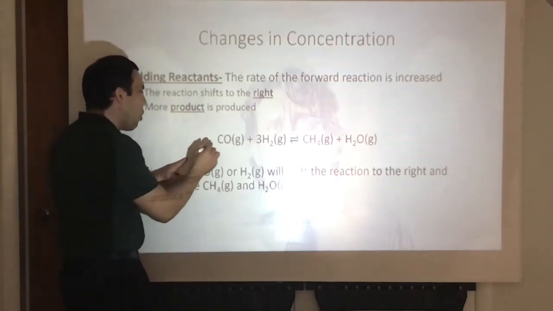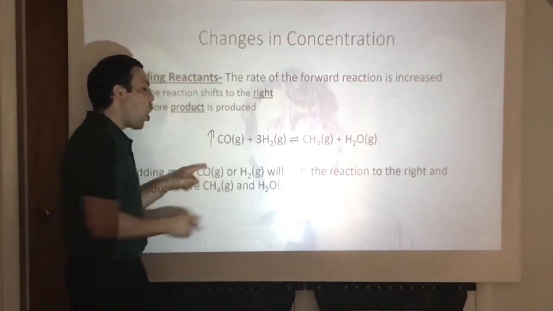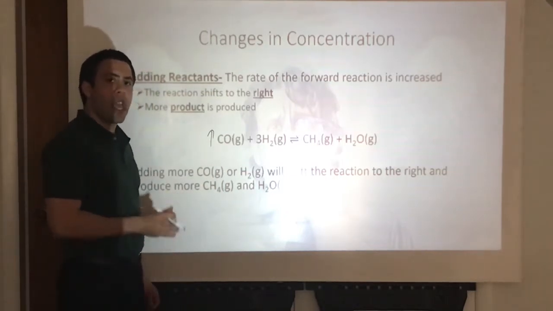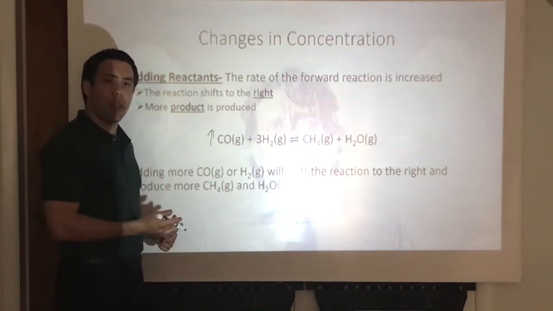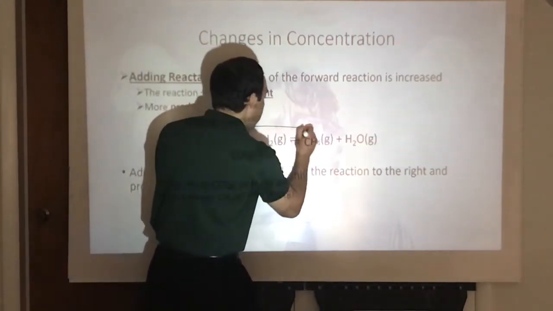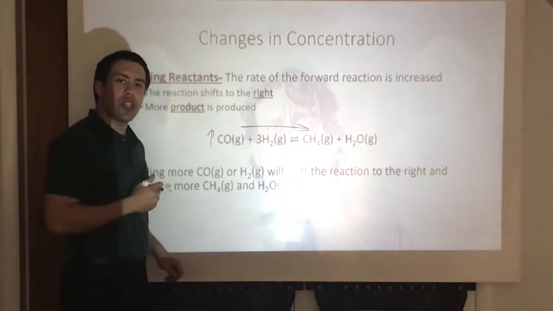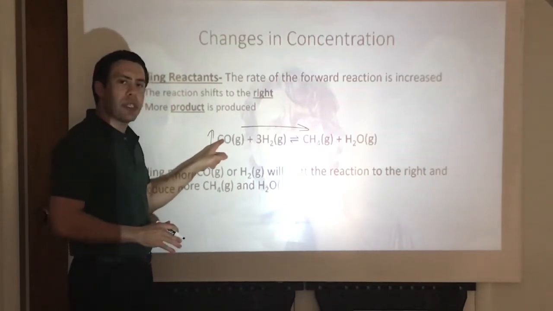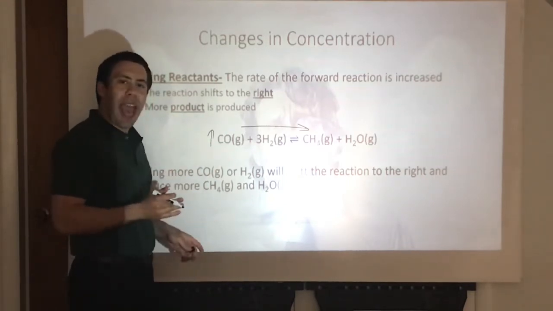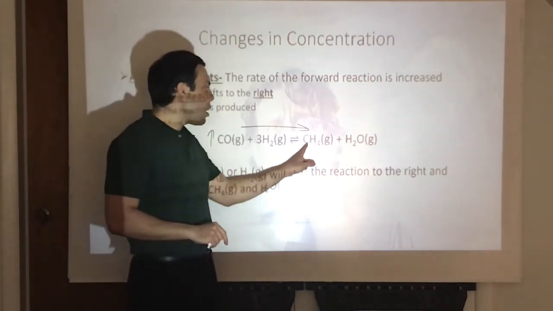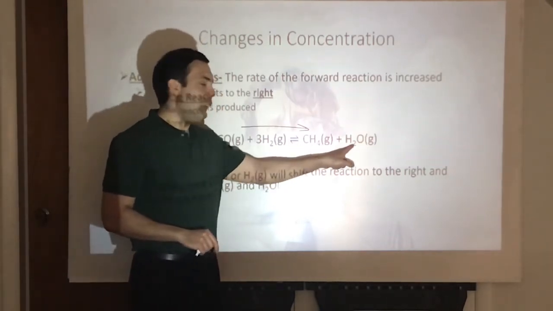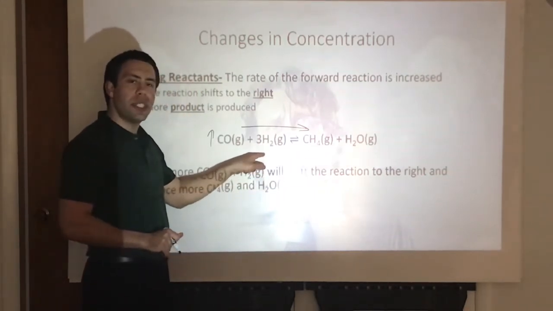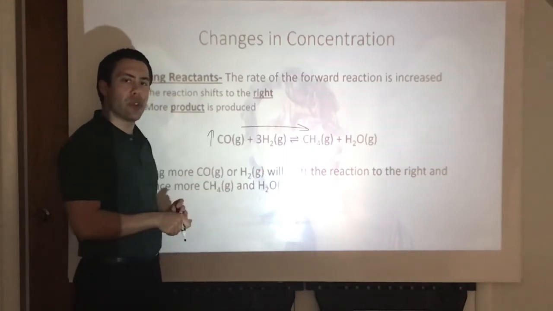If we were to add more of a reactant, more carbon monoxide gas, you've just taken the system out of equilibrium. The system, wanting to be back at equilibrium, is going to shift the reaction to the right. We are going to try to get rid of all of the extra CO that was added. And how do we do that? We are going to make more methane, CH4, and more water vapor. As a result, we are going to decrease the amount of hydrogen gas.